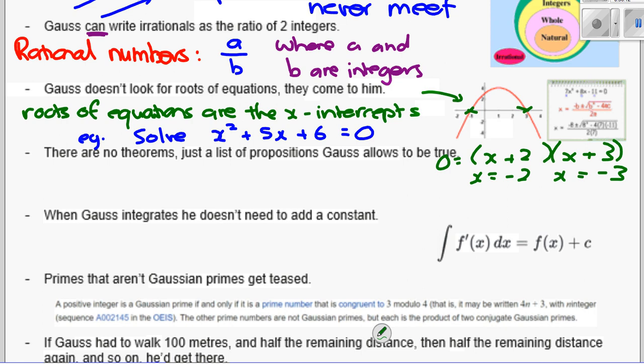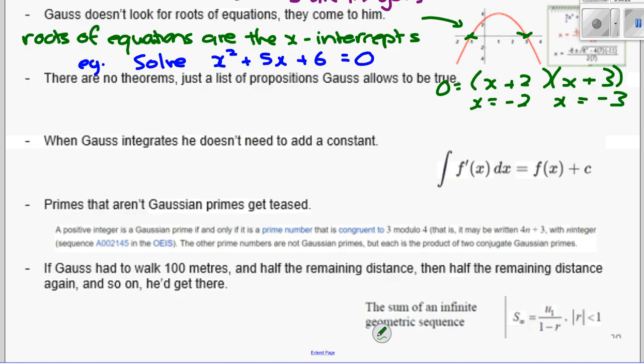So the joke was Gauss doesn't look for roots of equations, they come to him. So he doesn't do the solving. They just come to him. Yeah, so you'll be doing heaps of finding x-intercepts. There are no theorems, just a list of propositions Gauss allows to be true. So like saying there are no mathematical formulas, just a list of things he said it's okay to be true.